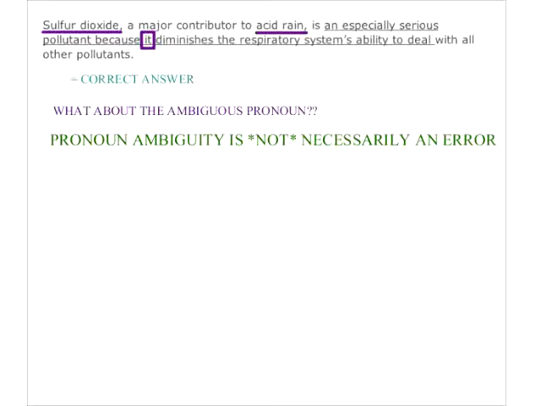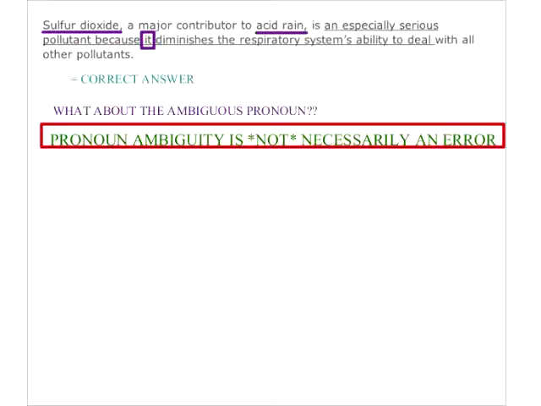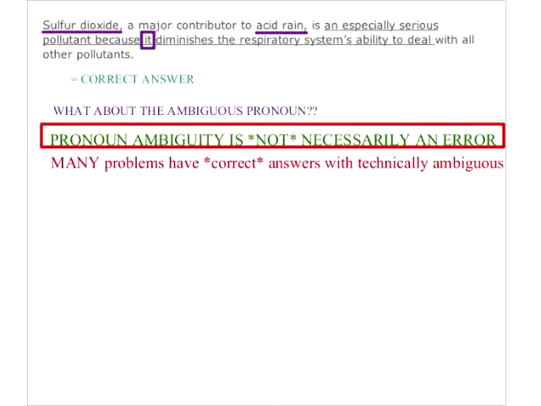In fact, there are lots and lots of problems whose correct answers have technically ambiguous pronouns. So, the basic deal then is that you should basically just ignore pronoun ambiguity for the most part.